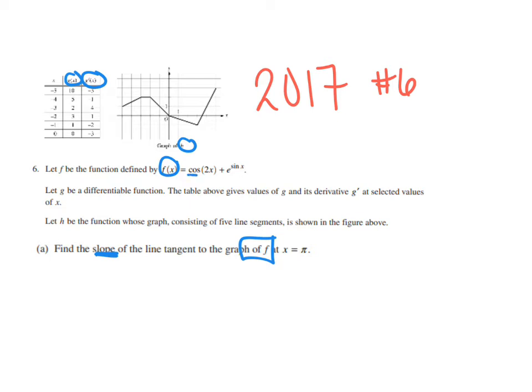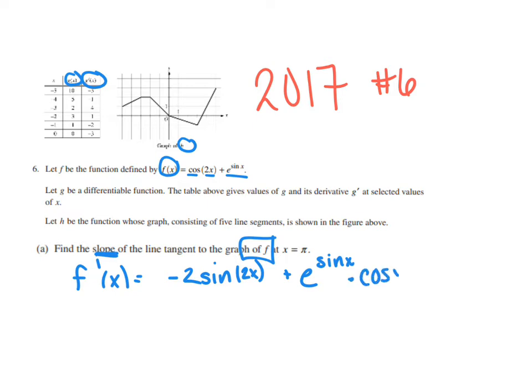This is the cosine of 2x, so that's chain. And here's a derivative of e rule. So hopefully you said f prime of x equals chain. So the derivative of cosine would be negative sine, keep the inside, times the derivative of the inside. So I've got negative 2 sine of 2x, plus e's are simple, you leave them alone, and then you multiply by the derivative of the exponent, so times cosine of x.